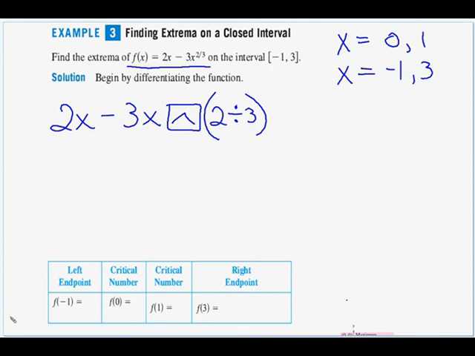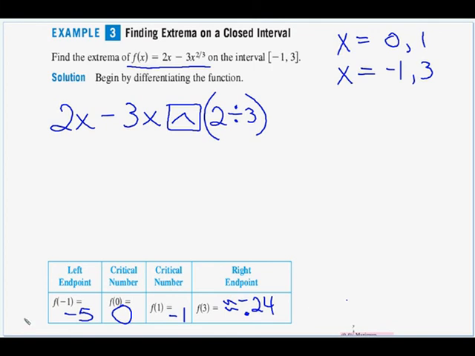When we plug in our left endpoint, -1, we get an output of -5. When we plug 0 into the function, out comes a 0. When we plug in the critical number 1, we get a value of -1. And when we plug in our right endpoint of 3, we get approximately -0.24. So now we just check each of them out.